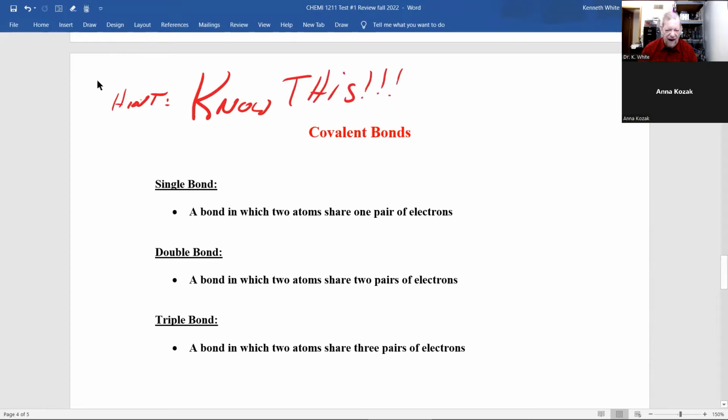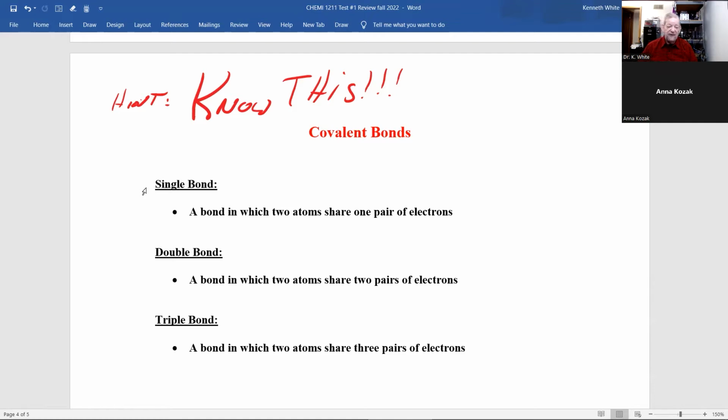For a covalent bond, there are 3 types. Single bond, you have 1 pair of electrons. Double bond, 2 pairs of electrons are being shared. And triple bond, 3 pairs of electrons. Remember, a pair means 2. So you should know what the 3 types of covalent bonds are, and how many pairs of electrons are involved in each type. Single bond, 1 pair. Double bond, 2 pair.